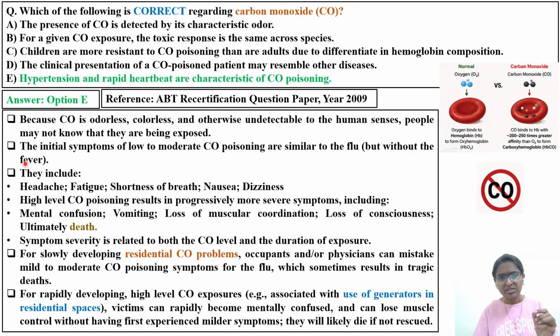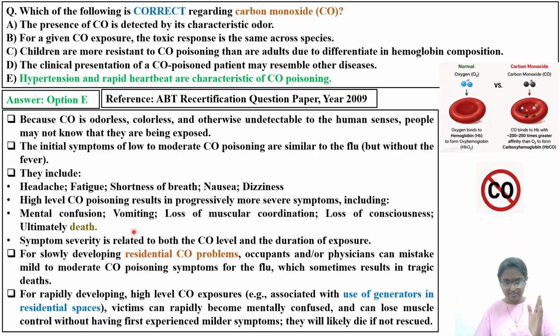Second one, the initial symptoms of low to moderate carbon monoxide poisoning are similar to those of flu. Whenever you have flu, the symptoms are similar to those of carbon monoxide poisoning, but without the fever. They include headache, fatigue, shortness of breath, nausea, and dizziness. These things you can find with other kinds of flu-like symptoms also. High levels of carbon monoxide poisoning result in progressively more severe symptoms. What are those severe symptoms? Mental confusion, vomiting, loss of muscle coordination, loss of consciousness, and ultimately death.